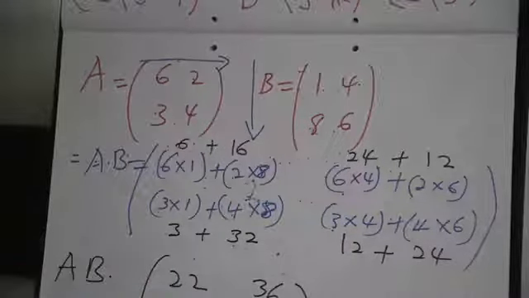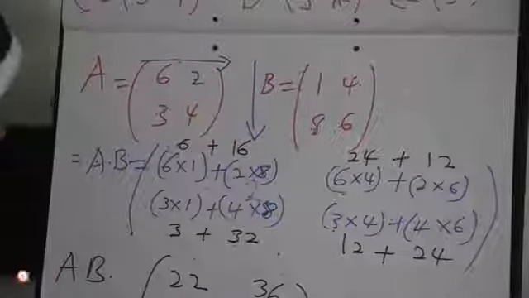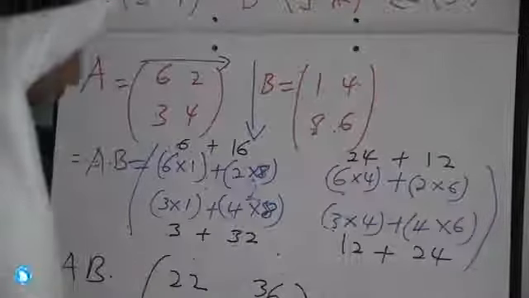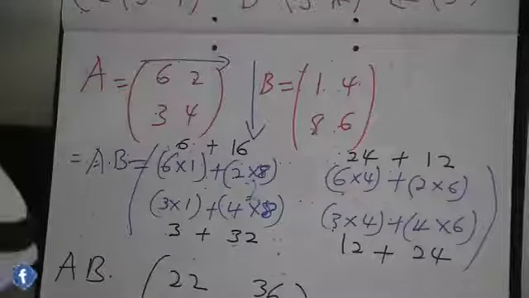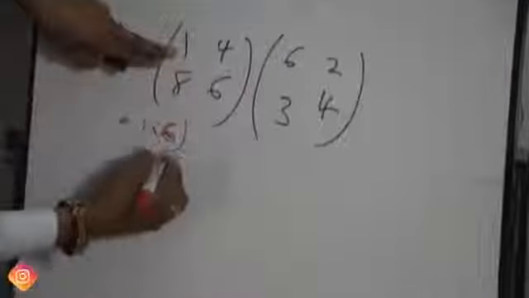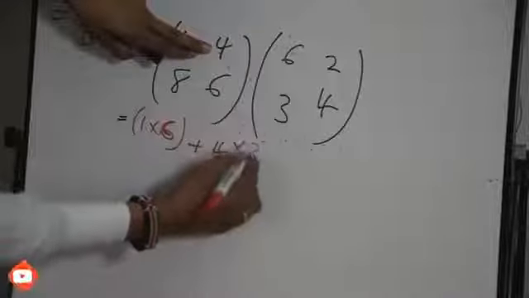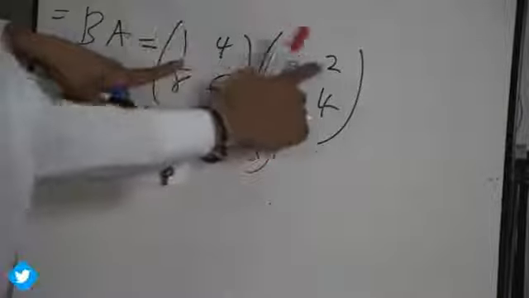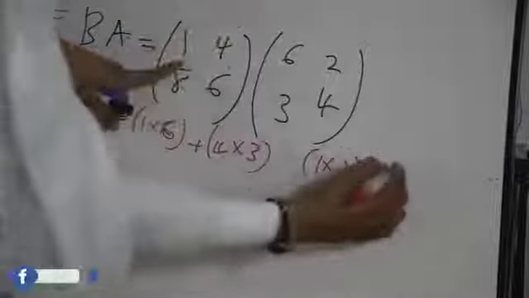Again, let's do BA, which is 1, 8, 4, 6 multiplied by 6, 2, 3, 4. So again, class, be careful when you are multiplying this. It is 1 by 6 plus 4 times 3. That's the first one. The second one is 1 by 2 plus 4 times 4.